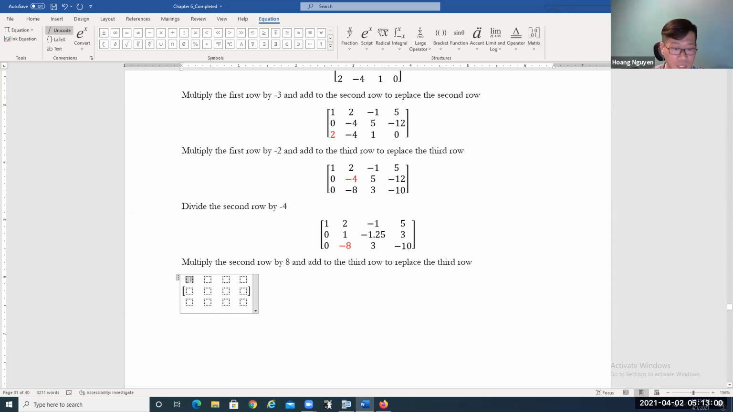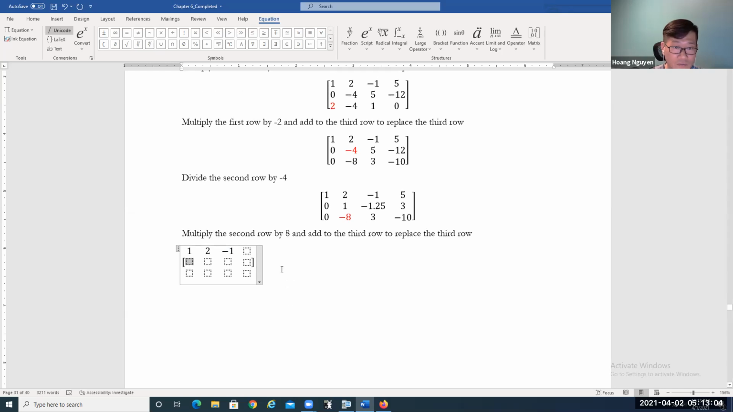Okay, so the first row is 1, 2, -1, 5. The second row is the same: 0, 1, -1.25, and this is going to be 3. Okay. Now the third row, what's it going to be?